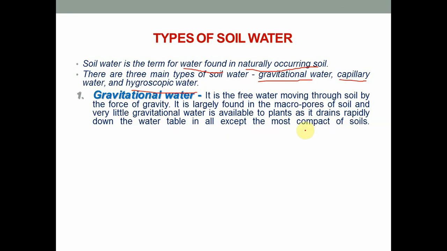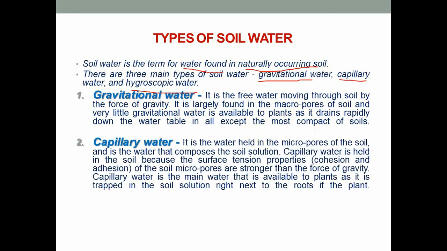So gravitational water is free flowing water. It moves through the soil in the downward direction, and it moves very fast. And it exits the soil zone also very fast. So because of this, very little gravitational water is available to plants for its use.